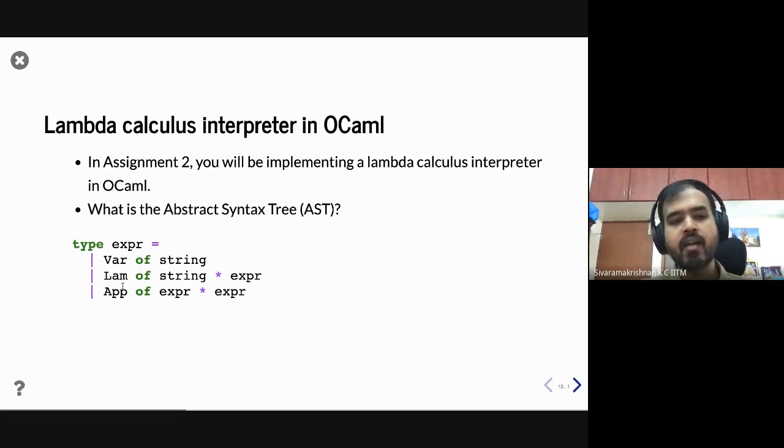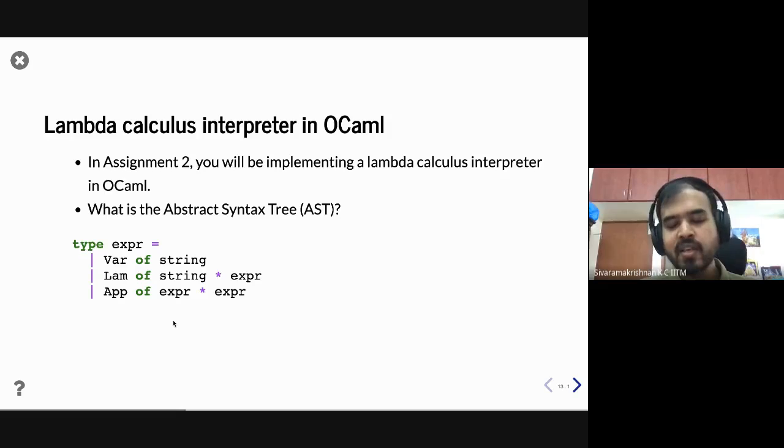Second is a lambda term. What does a lambda term have? A lambda, some variable, and then some other expression. So a lambda term contains a pair. The first one is the variable name that we are introducing, and the expression that might refer to this variable. And the last one is an application, where we have an expression star expression, right?